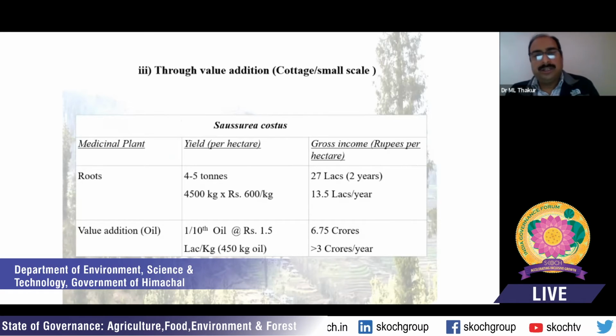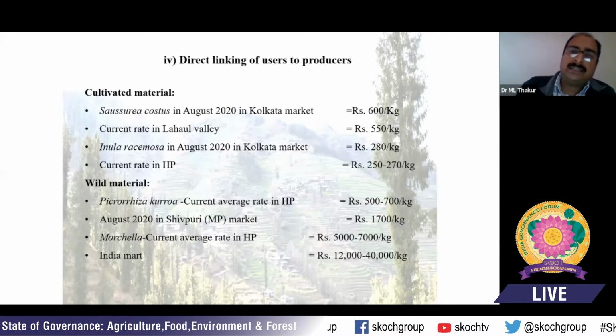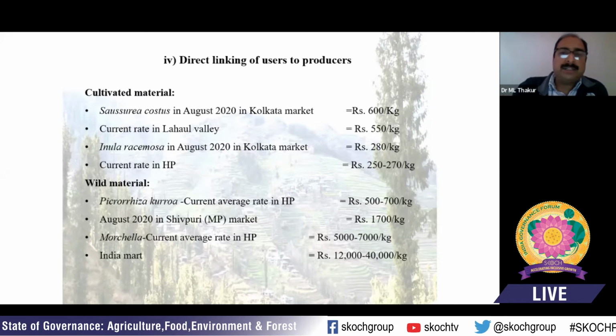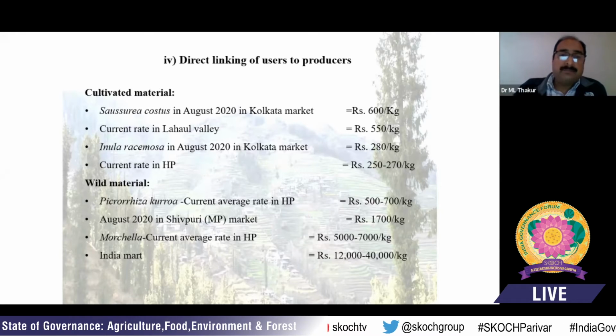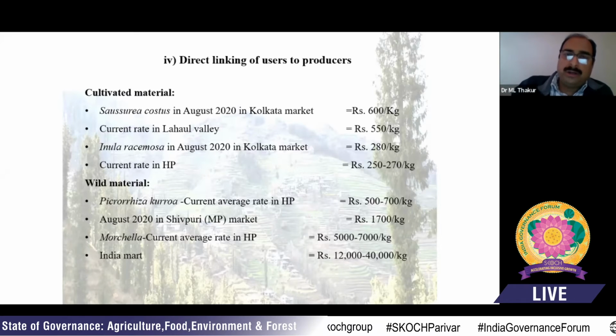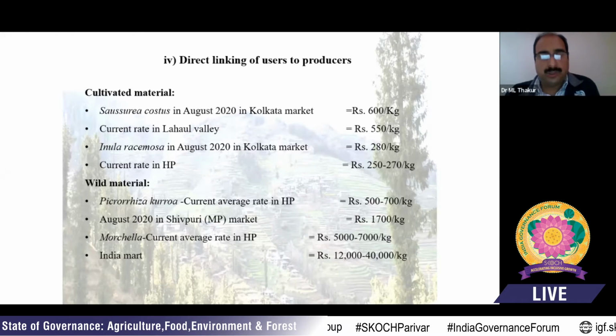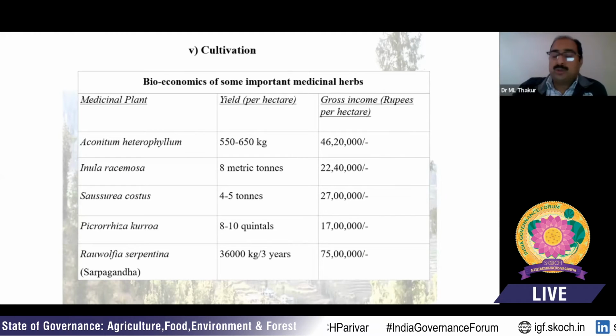We will be able to increase the socio-economic returns by encouraging the cultivation and value addition of the biological resources. Then the very important thing is linking directly the producers and the users. In cultivated materials, the difference in rates between the producer level and the user level is not very high. But in case of wild resources, the difference in rates between the producer level and the user level is very high. We think if we get some success in linking the users and producers, we will be able to increase the socio-economic returns through sustainable use of biological resources.